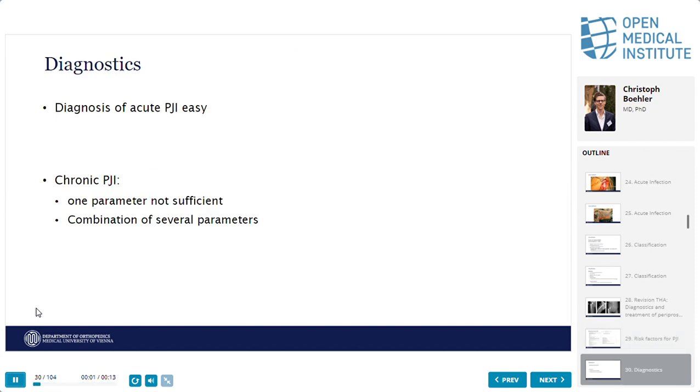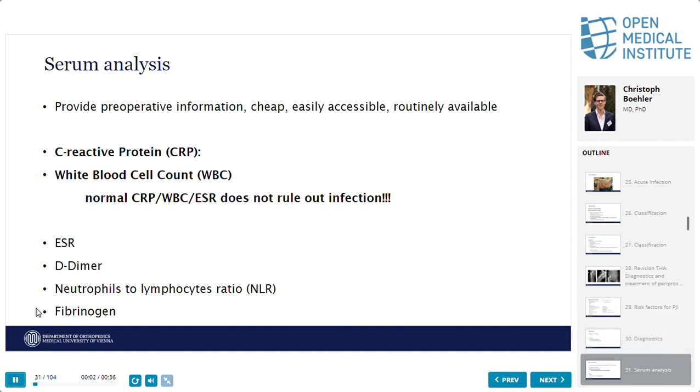For the diagnosis of acute PJI, as I said, it's easy. For the chronic PJI, you need more than one parameter. There's not the one test that gives you the clue that this is infected or not infected. First of all, you should do the serum analysis. So CRP and white blood cell count are highly recommended. ESR is also in some of the diagnostic classification criteria.